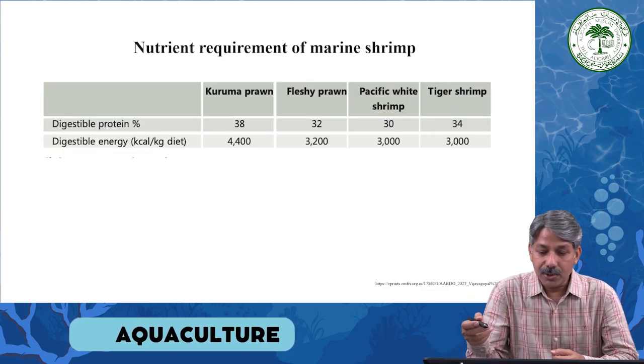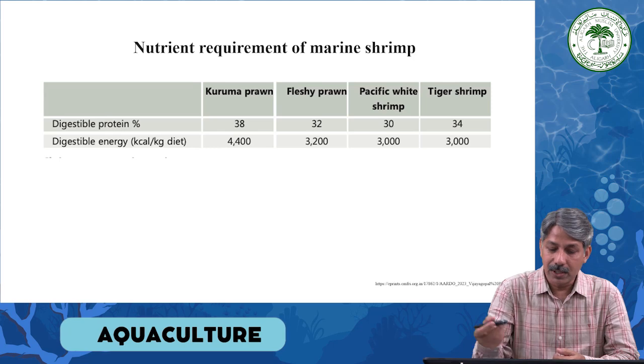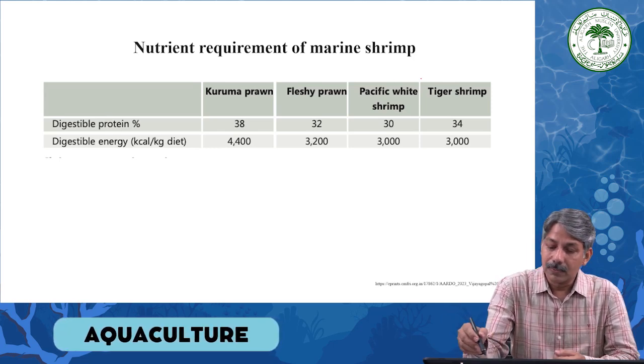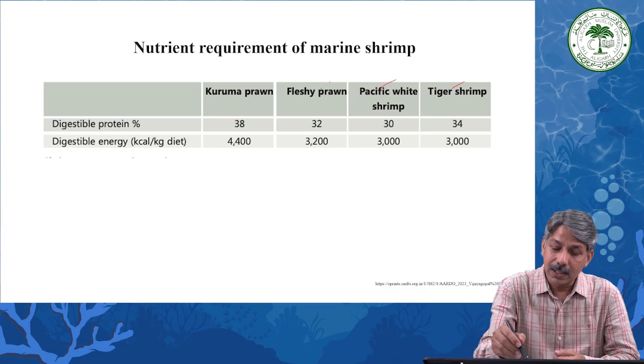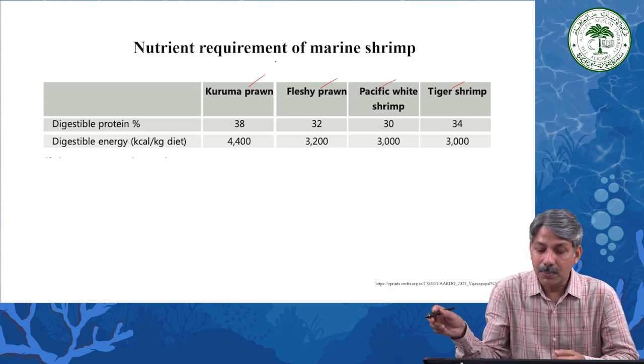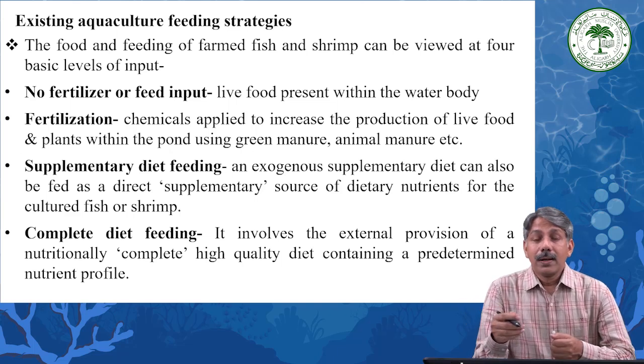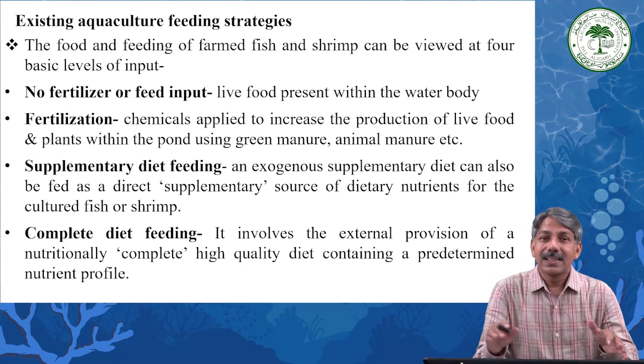Nutrient requirements of marine shrimp. We have nutrient requirements of marine shrimp also. We know that these are white shrimp and tiger shrimp. They are very popular now. Kuruma prawn, fleshy prawn, and now others. That was what is needed and what is available and how we should proceed.